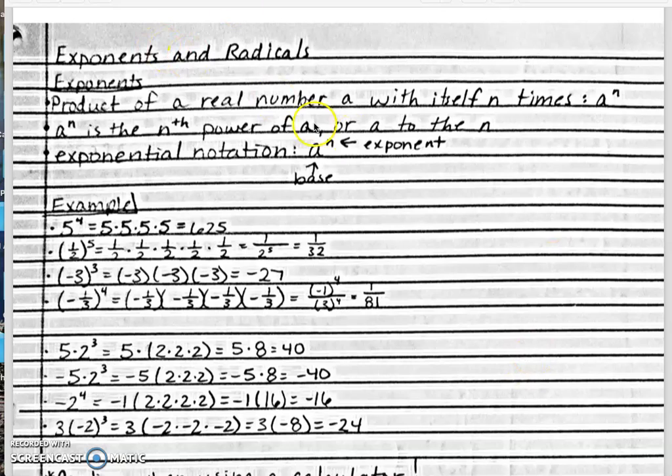So let's just review. Exponents are simply products of a real number times itself n number of times. It's usually written with a base and then an exponent that just indicates how many times we're multiplying that base by itself. It is often just referred to as the nth power of some base a, or a to the n power, where again a is the base or the number we're multiplying, and n is the exponent or the number of times that we're multiplying that base by itself.